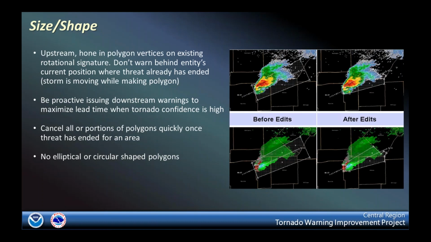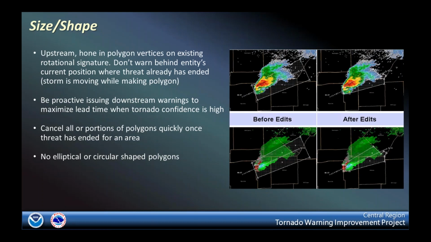If you have high confidence, don't wait till the storm gets to the downstream part of your polygon to issue a new one. If you have confidence that the tornado threat continues, get that out as soon as you can. And obviously we know that, especially for tornado warnings, we do not want to keep warnings in effect when the threat has passed. So be very proactive in trying to cancel those as quickly as you can. And last bullet there, just no elliptical or circular polygons.